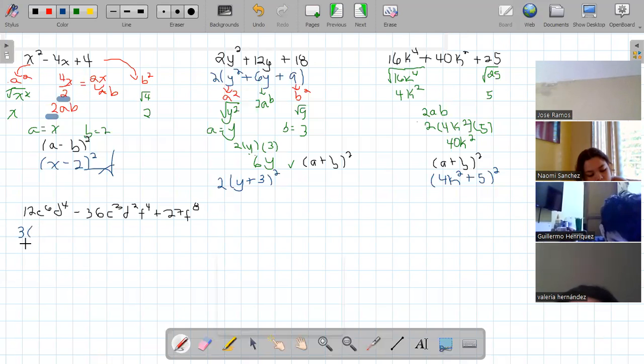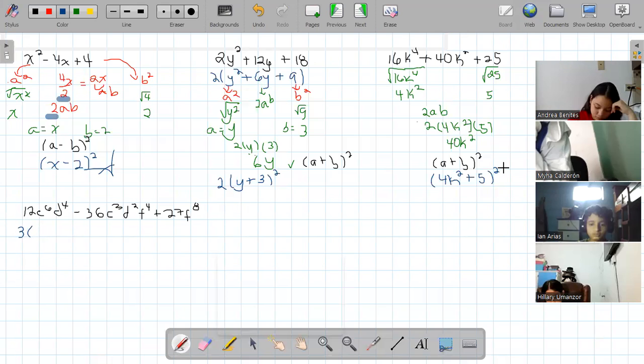12 divided by 3, 4, and I copy my variables because no variable was part of the GCF. Minus 36 divided by 3, 12, and I copy my variables just as they are because none of them has GCF. And 27 divided by 3, 9, and I copy my variable just as it is.